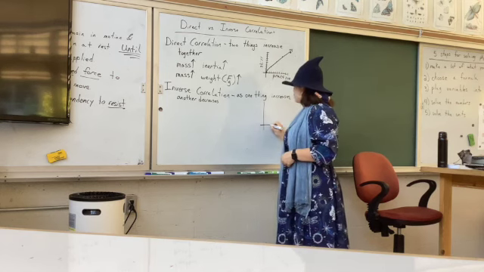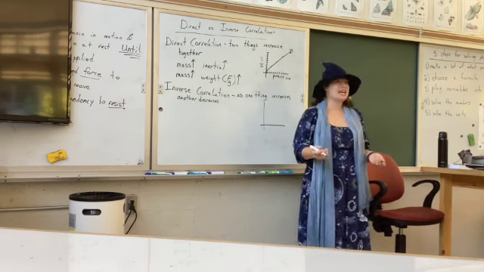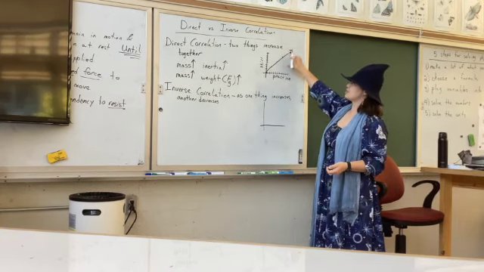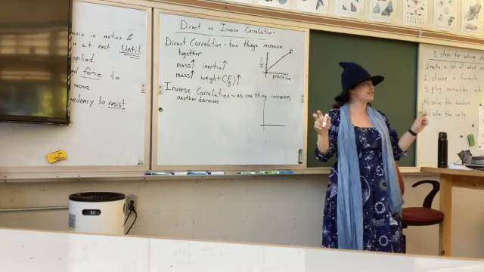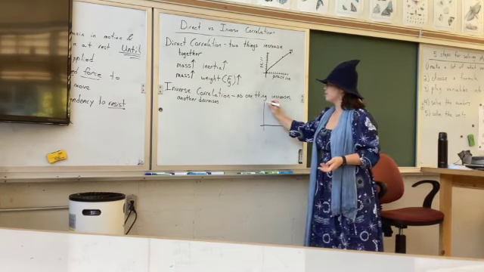So if I were to draw a graph of an inverse correlation, it's going to look very different from this. Direct correlations have lines that are slanted upwards. They have a positive slope in mathematical terms. Inverse correlations, the line is going to look more like this.